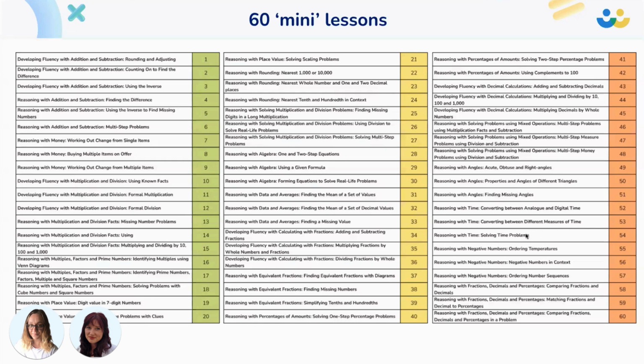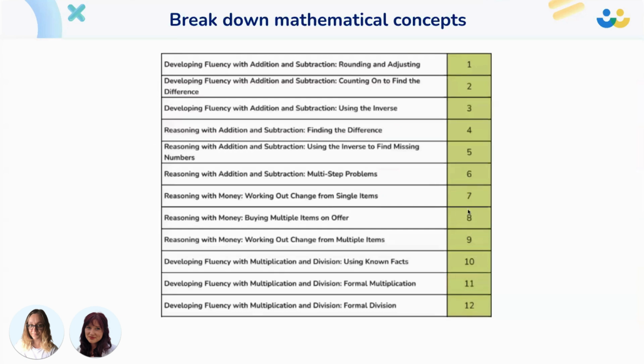I'll give you an example so we can look at our first 12 in a bit more detail. You can still see that our first three lessons are developing fluency with addition and subtraction, but there are three different types of skill that are isolated across those first three lessons. Lesson one focuses on questions that would involve using rounding and adjusting, to really get them to focus on that method and recognize when questions require it. Lesson two focuses on a method of counting on to find the difference. And then lesson three, questions that require them to use the inverse.